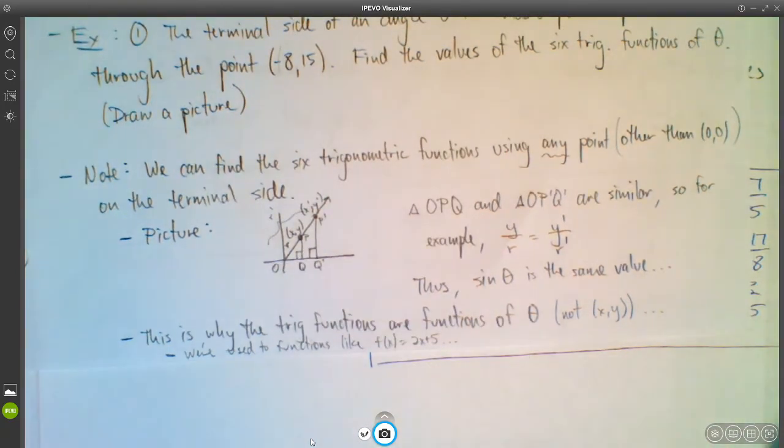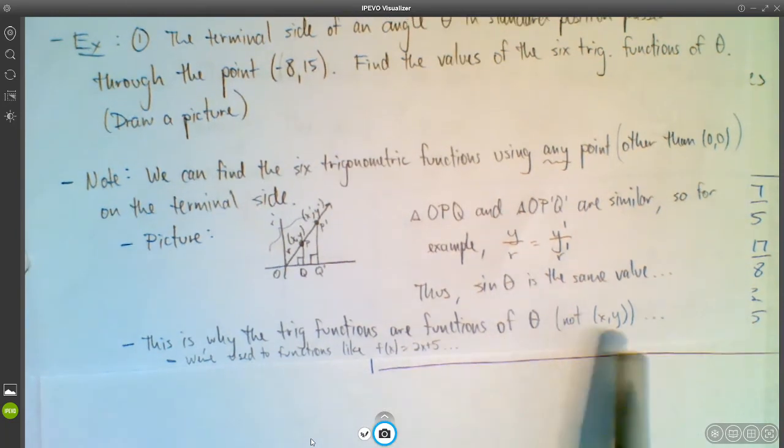triangles are similar. So it doesn't matter what point you use on the terminal side. What really matters is the angle theta, right? And that's why the 6 trig functions are functions of theta and not functions of points x and y. All right?